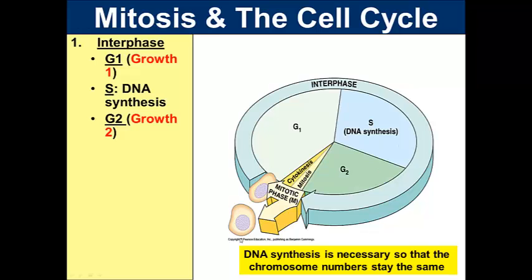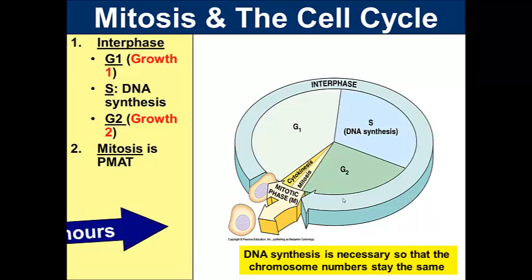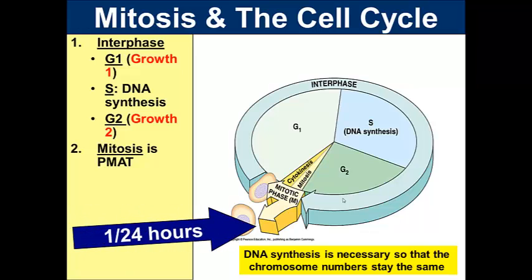So again, the cell is growing and getting ready for cell division. Mitosis consists of 4 separate stages, PMAT, so Prophase, Metaphase, Anaphase, and Telophase. This mitotic phase takes about 1 out of 24 hours in a day. When mitosis is complete, there is a process called cytokinesis where the cells divide.